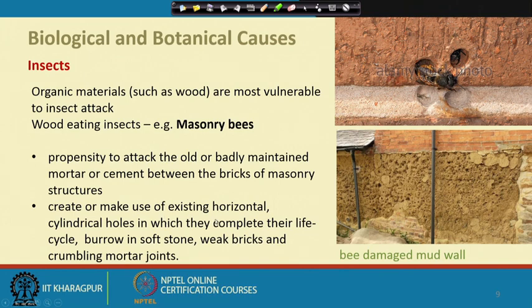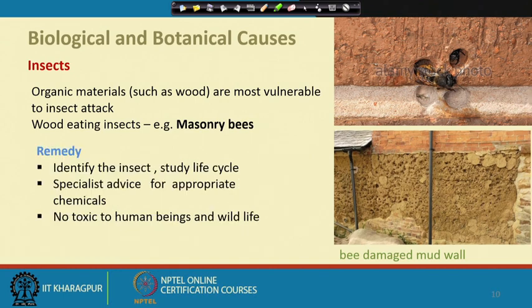We have to understand their behavior. What they do is create or make use of existing horizontal or cylindrical holes in which they complete their life cycle, burrowing in soft stone, weak bricks and crumbling mortar joints. So, if the mortar joints are in good condition, then this type of insect probably cannot make that place their habitat. That means we have to take care not only by netting or preventing them, but also by repairing the crumbling mortar joints with proper material, so that they cannot make it their habitat. One has to find out the cause and understand their behavior.